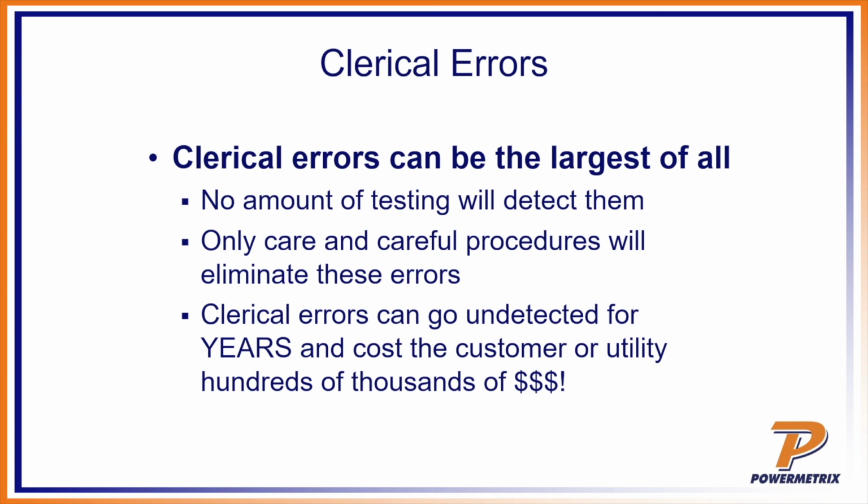Another big one is clerical errors. As we saw, it was almost 40% on the pie chart. There's no amount of testing that can detect clerical errors. This has to do with you guys in the field, and you're going to look at the CT nameplate and the PT nameplate. And there may be, I keep saying rating factor, but that's not the one I'm looking for. What is it, Chris? What's the word I'm looking for? Not that, it's billing multiplier. I lost my mind for a second there.